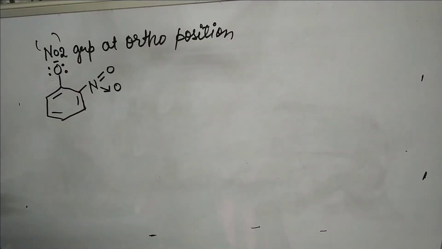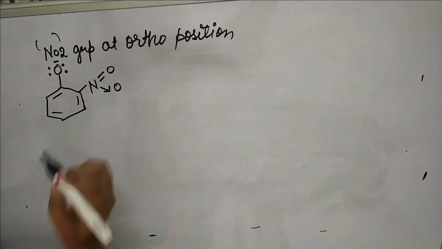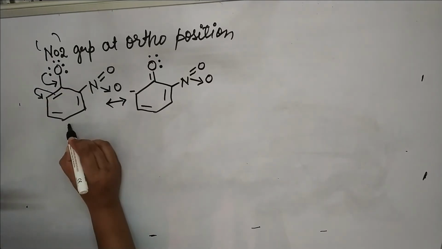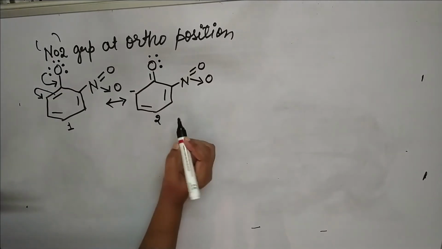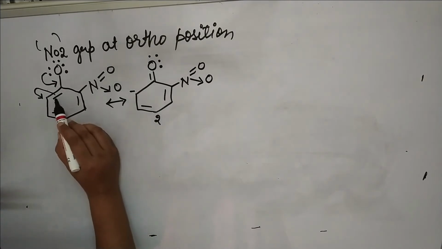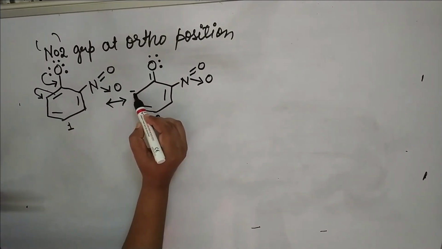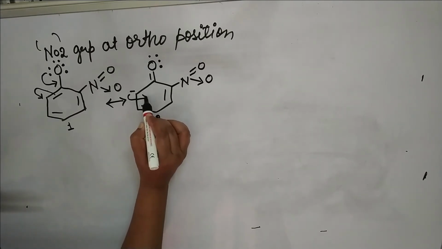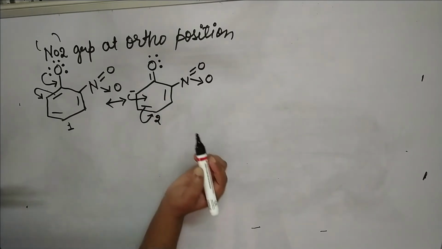So this is the structure of presence of nitro group at ortho position in the phenoxide ion. So due to resonance, the delocalization of electrons will take place. So let's see how this resonance delocalization will take place. So this is structure 1, this is structure 2. So here you can see this bond is broken and the electrons, they will move at ortho position. So again the electrons, they will enter inside the ring and this bond will break.